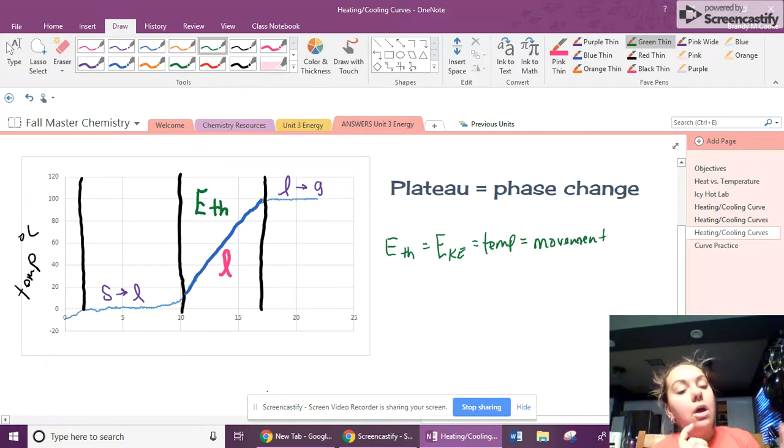Okay, so thermal energy, kinetic energy, temperature, movement, all of those are increasing. All of those are the same. Thermal energy is kind of like the storage. It's what all of those things are going into.